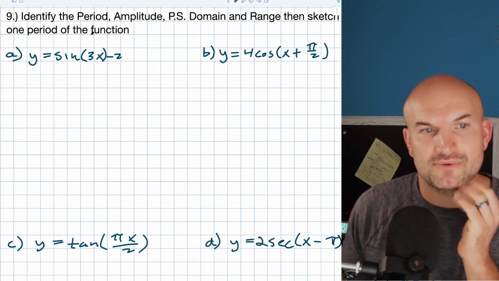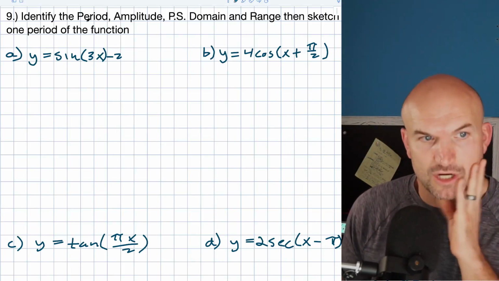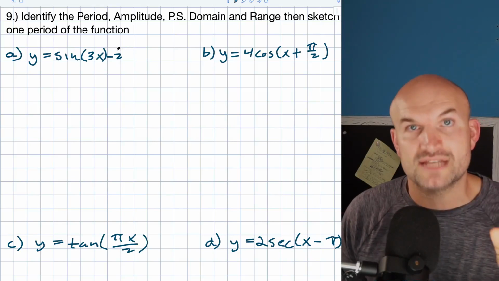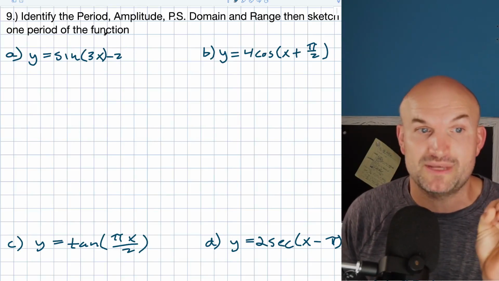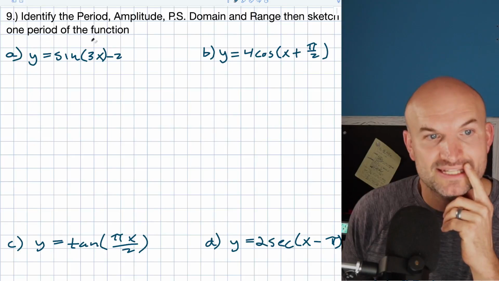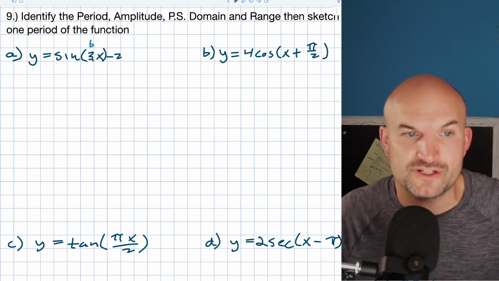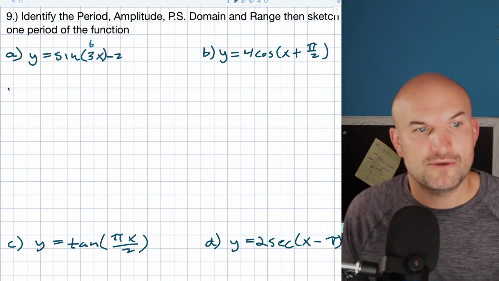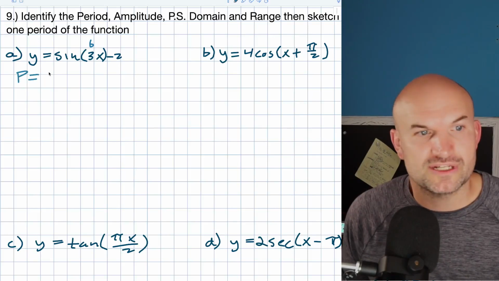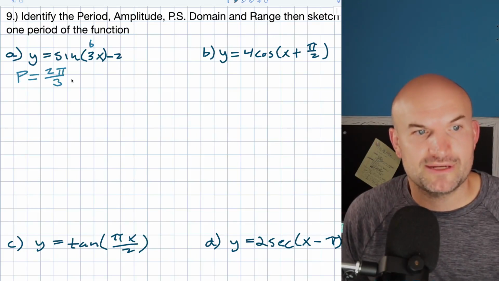So the first thing we want to do is understand the period. Remember, for sine and cosine, the period is going to be 2 pi divided by b. My b in this case is the coefficient of my x. So my period is going to equal 2 pi divided by 3. Done.